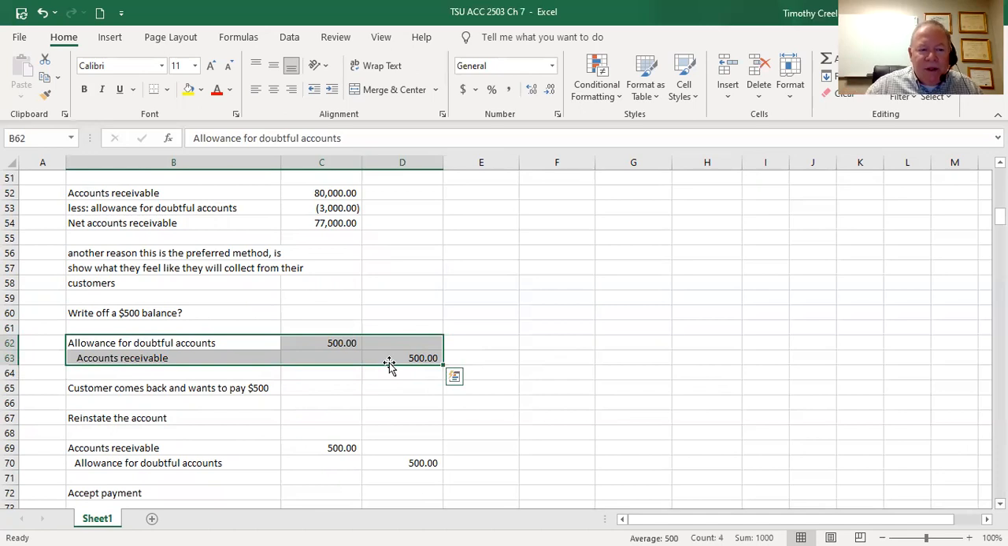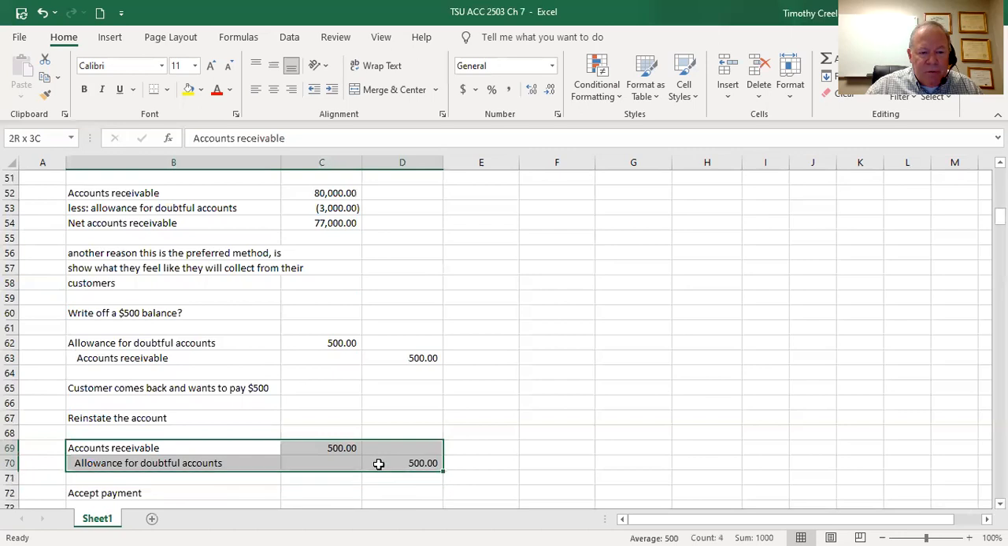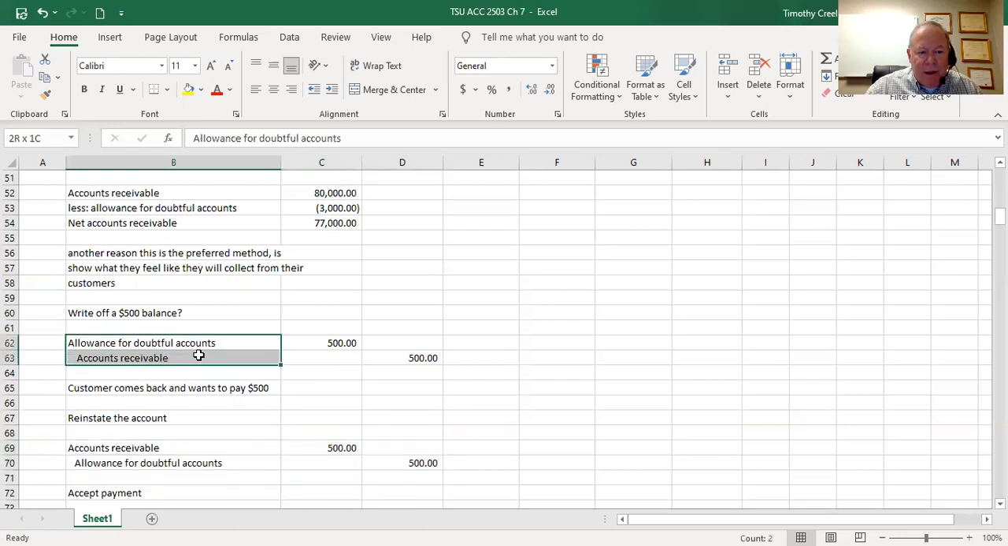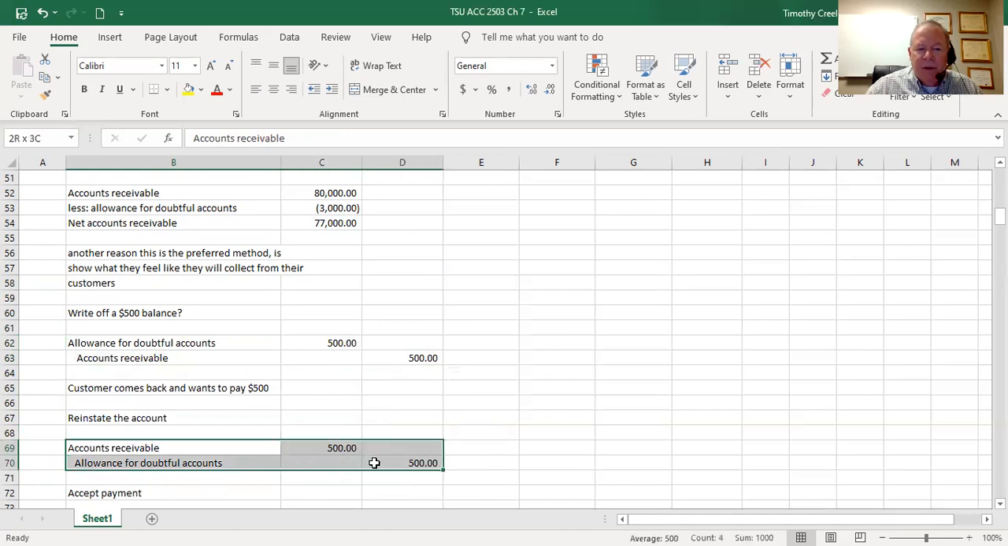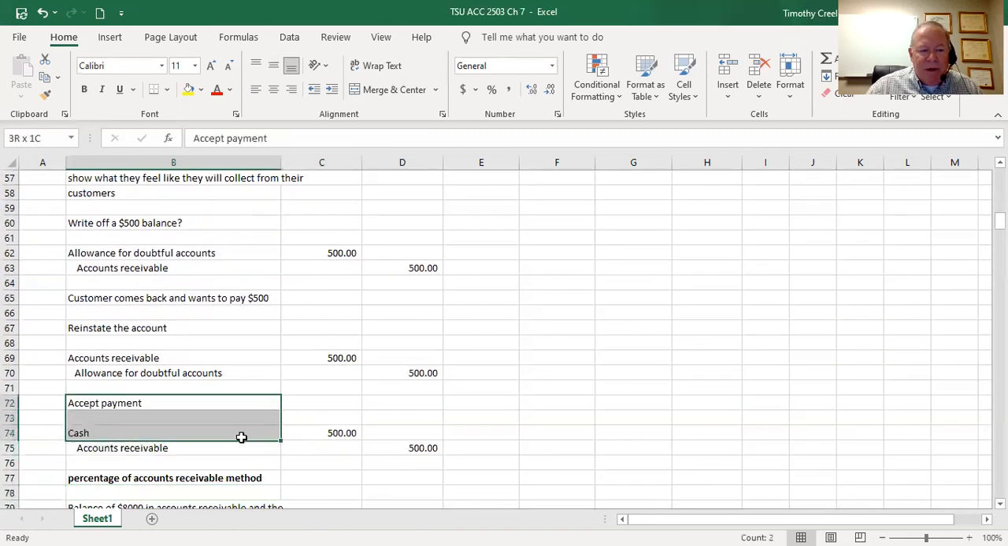Now, again, what if the customer comes back and wants to pay, like what we looked at earlier? Then we would just reinstate the account. Notice here, we're basically reversing what we did up here when we initially wrote it off. We're going to debit accounts receivable and credit the allowance for doubtful accounts. And then we're going to accept payment. When we accept payment, we would debit cash and credit accounts receivable.